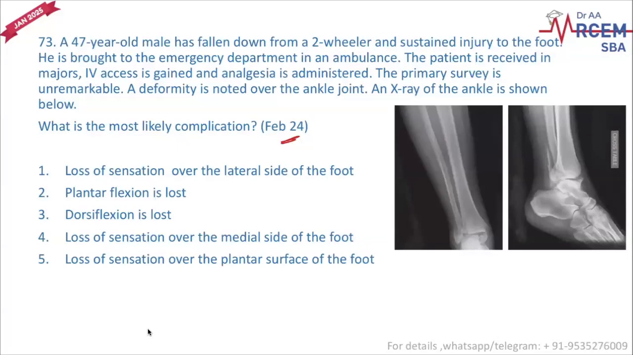A 47 year old male has fallen down from a two-wheeler and sustained injury to the foot. He's brought to the ED in an ambulance. The patient is received in the major area, IV access is gained. The primary survey is completely fine. Deformity is located in the ankle joint. That's why you go ahead and get an X-ray done. What's the most likely complication, they are asking?